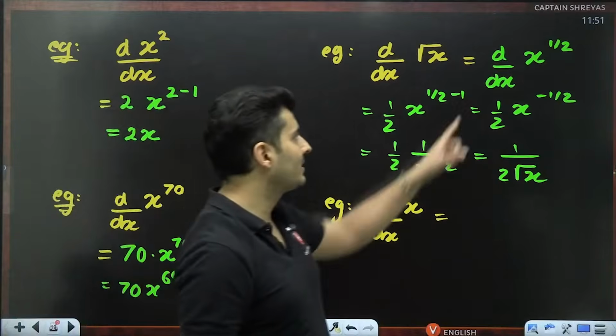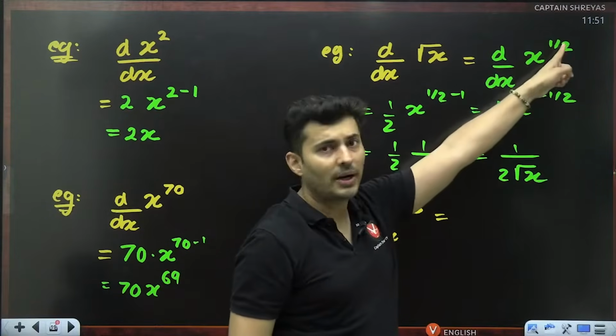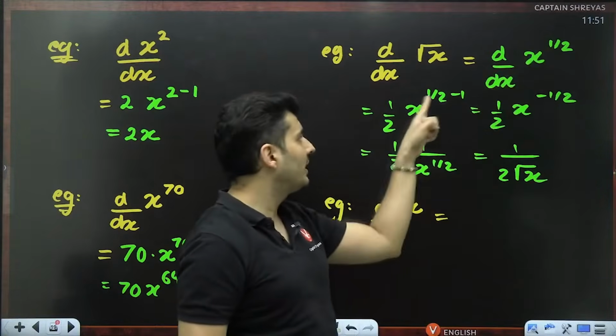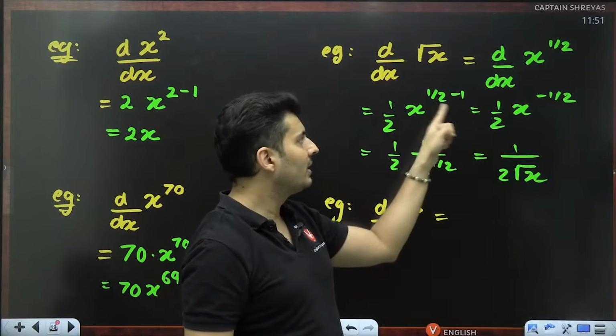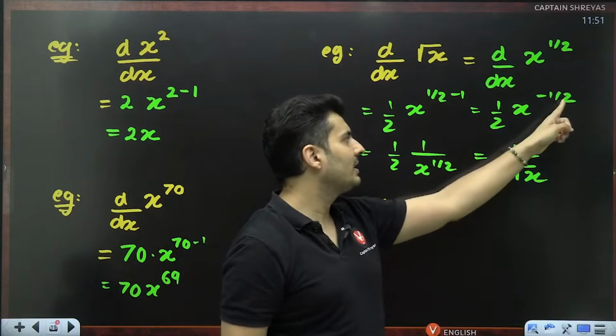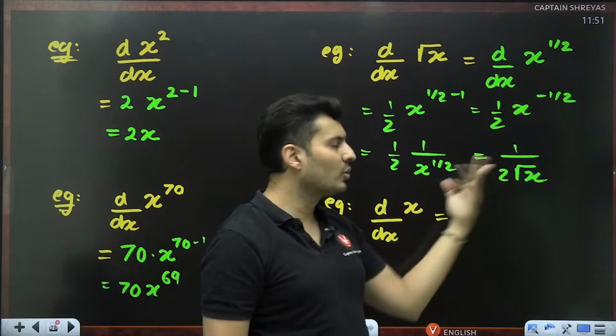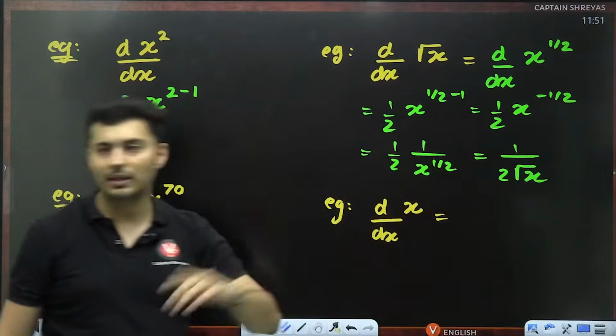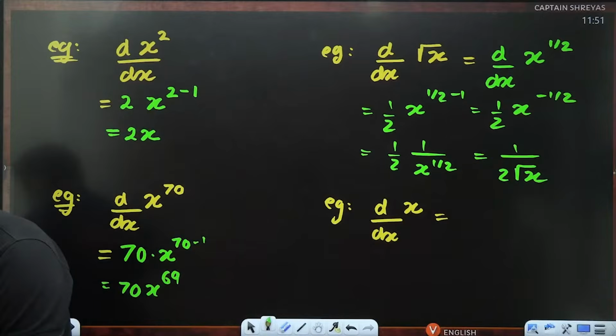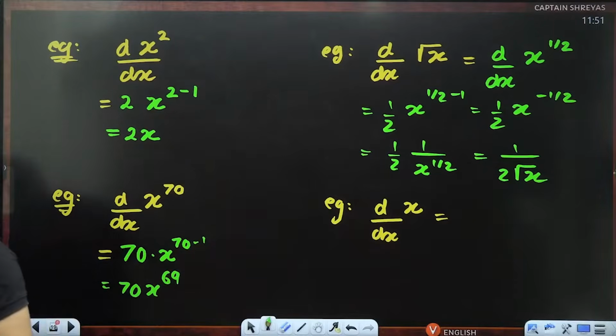I've done it stepwise. Root x is x raised to half. That half comes outside, and the power half minus 1 will be reduced. So half minus 1 is negative half. A negative power means I can bring it down. X raised to half is root x, so root x goes below with the 2. That's it. That is the answer. Very good. If you got it, proud of all of you.